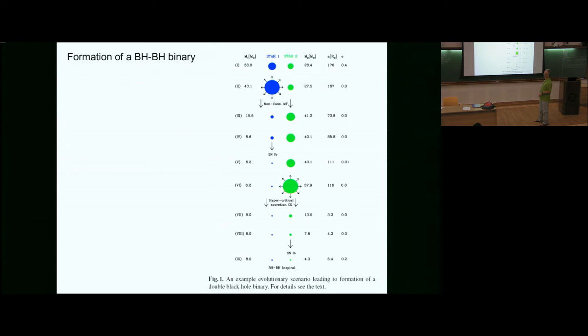Well, in this example, this is about 6 solar masses, but I can provide you examples with other masses. This is an example scenario to show basically how these things should go, what are the elements that we need.